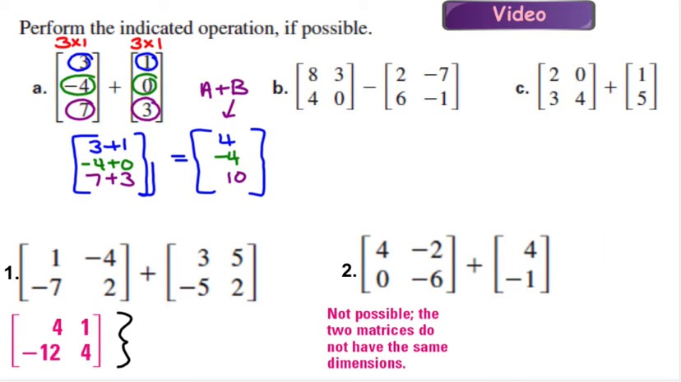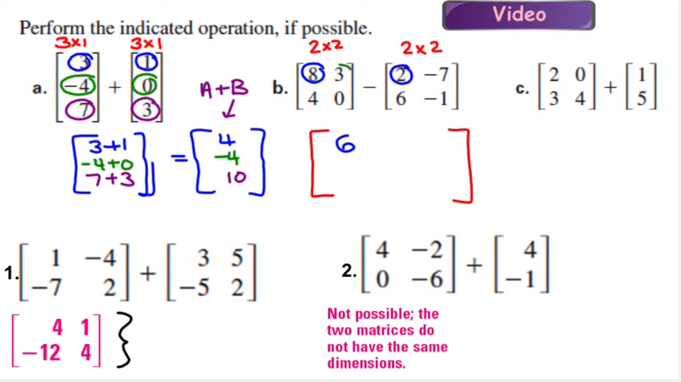All right, let's head over to the second example. The second example is we want to subtract these two. So let's check our dimensions: 2 by 2, 2 by 2. So we can go ahead and subtract them. I'm just going to do this all in one. I'm going to go 8 and 2, and I'm going to subtract them. So 8 minus 2 is 6.